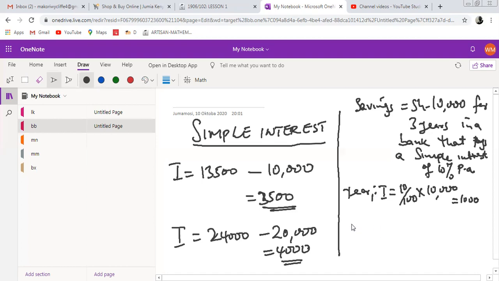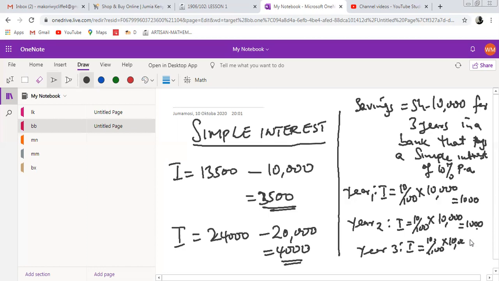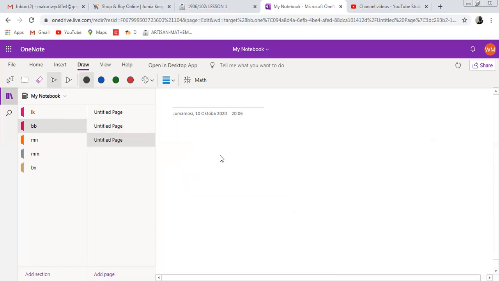When we go to year two, interest is going to be 10% times 10,000, which is again 1,000. When we go to year three, interest will be 10% over 10,000, which is again 1,000. So you'll be able to realize in all these 3 years, the interest is calculated on the 10,000 that we saved. And that's why it is giving us a constant of 1,000, 1,000, 1,000. So if the question was asking, what is the total interest that is going to be obtained? The total interest is going to be 1,000 for year one, plus 1,000 for year two, plus 1,000 for year three, which is 3,000.